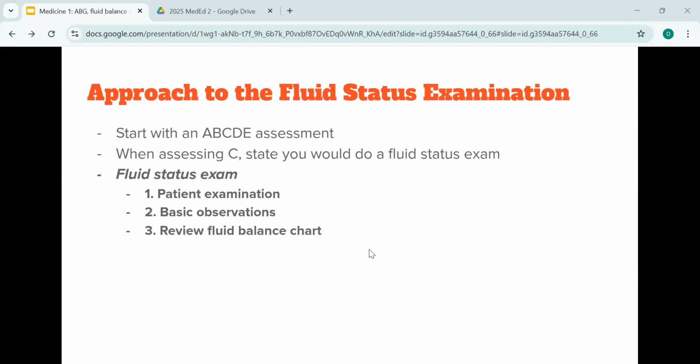So as always, you want to start with an ABCDE assessment. And when you're assessing C, the cardiovascular system, is when you do the main part of your fluid status exam.